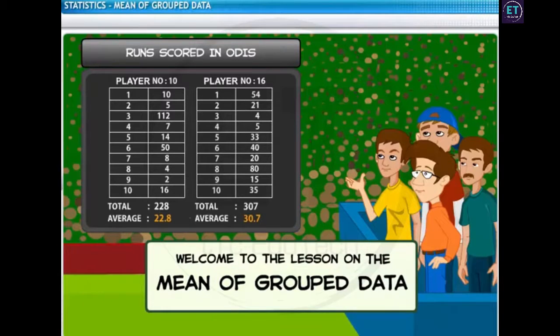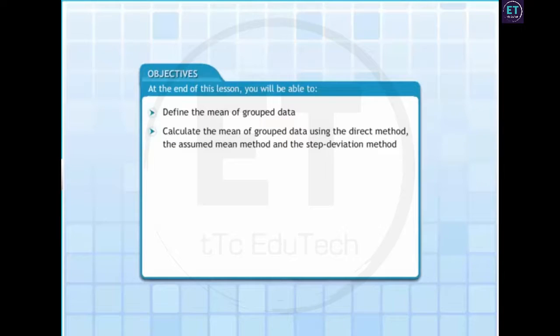Welcome to the lesson on the mean of grouped data. At the end of this lesson, you will be able to define the mean of grouped data. You will also be able to calculate the mean of grouped data using the direct method, the assumed mean method, and the step deviation method.